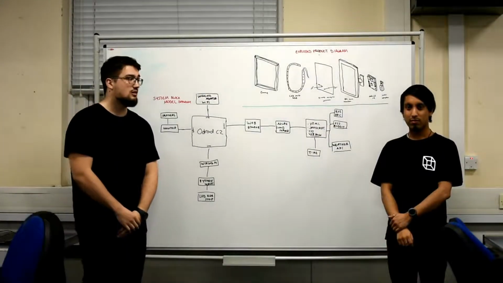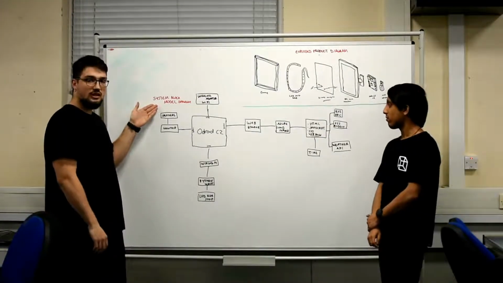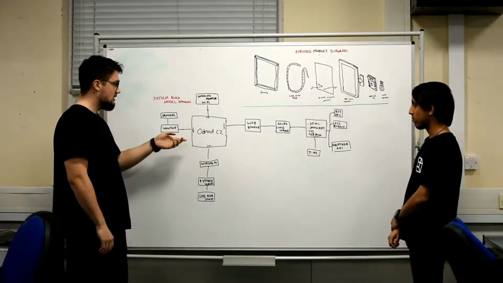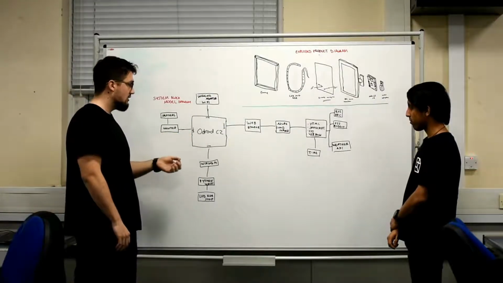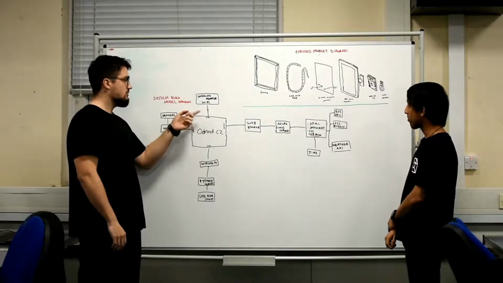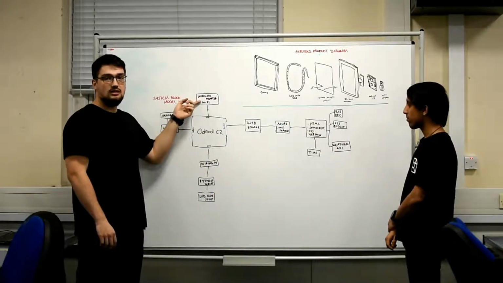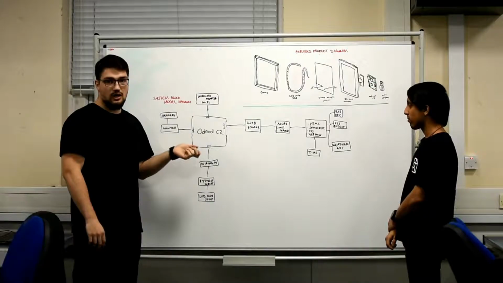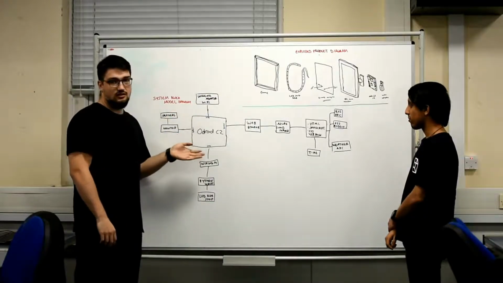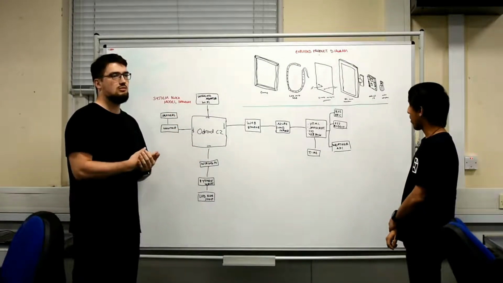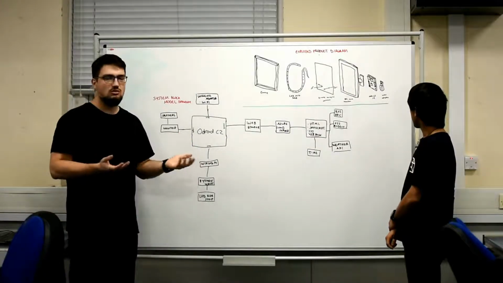So this is our system block model diagram, and as we can see, the Odroid C2 is at the center. Through USB, we've got a wireless adapter connector, which is the Wi-Fi. We could do without that, but as it's going to be a smart mirror, we need it to have Wi-Fi.